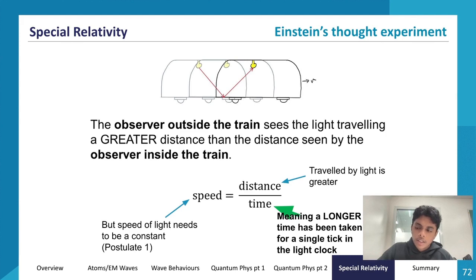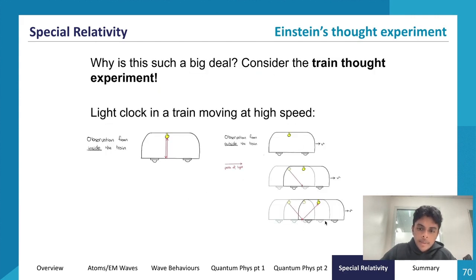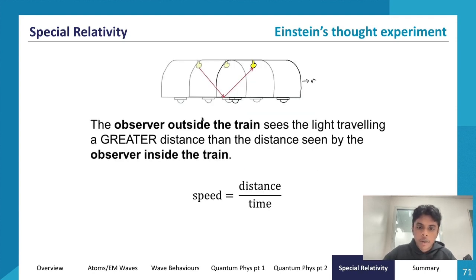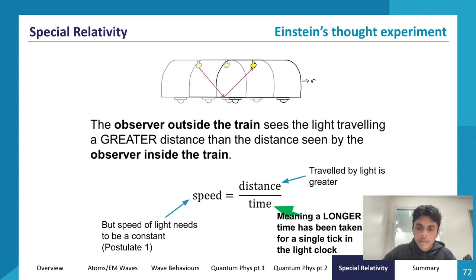So if the speed is constant but it has traveled a greater distance, then to compensate, the time taken for a single tick in the light clock has been longer. In reality, the time taken for this to happen is longer. It's like more time has passed for me than for the person inside the train. So technically, it's like a means of time travel. More time has passed for me because I need to compensate for the greater distance I've seen, because light speed is constant. I experience this event in a longer time, even though technically it happened in the same time frame. Does that kind of make sense?